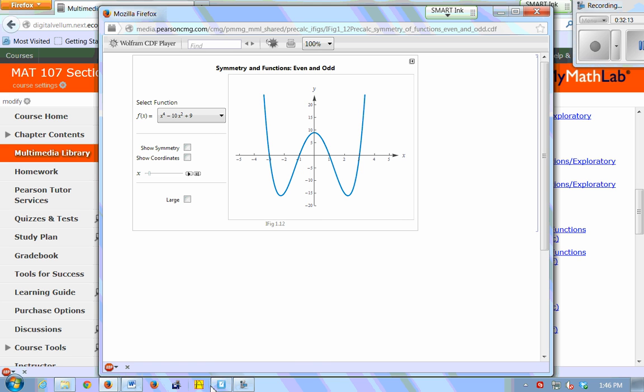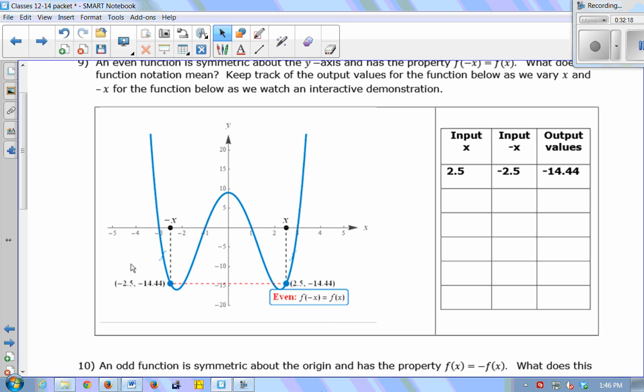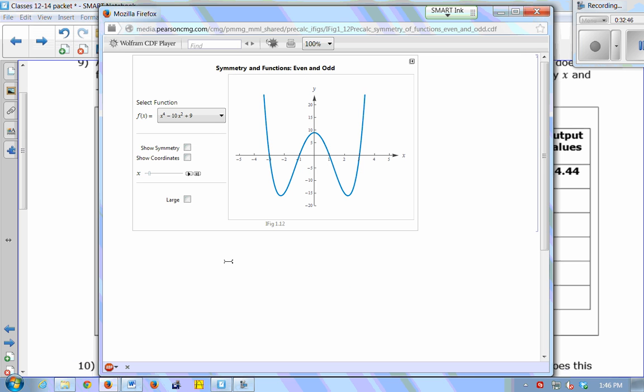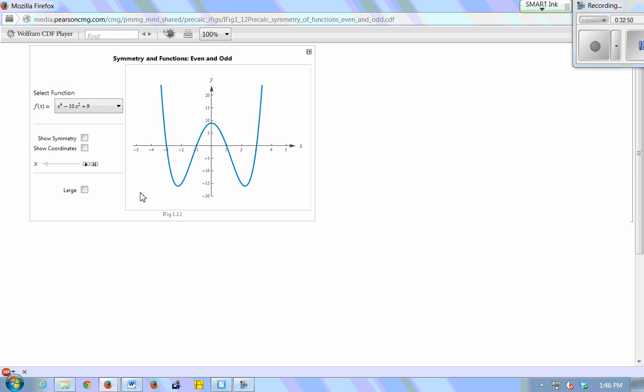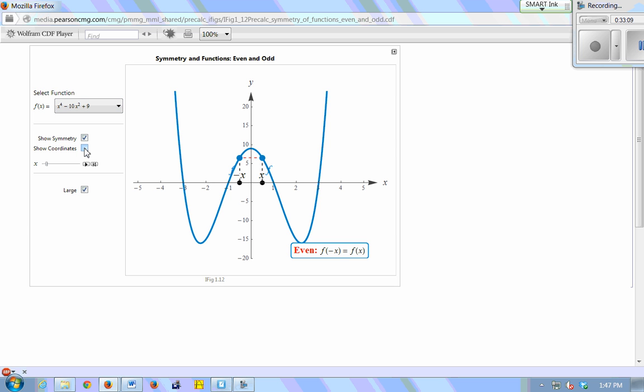Okay, so this is the figure that you have in your notes, right? So what I'm going to do is play around with that figure, and you're going to look at the x values and write down the y value for each one. So there really should be two columns here, output value for each of these x's. Okay. In this case, like you can see at negative 2.5 and at 2.5, the y values are both negative 14.44. So where did that go? There we go. I wonder if I can make this bigger. I don't think so. So as I slide x, show symmetry. Show coordinates. There we go. Okay, now I should be able to grab it. There we go. As I slide the x's, what do you notice about the y values?